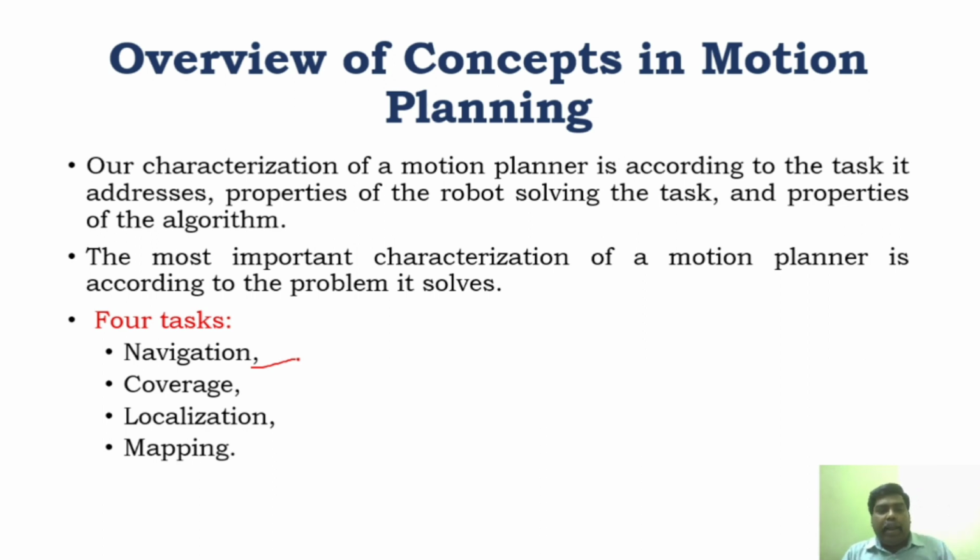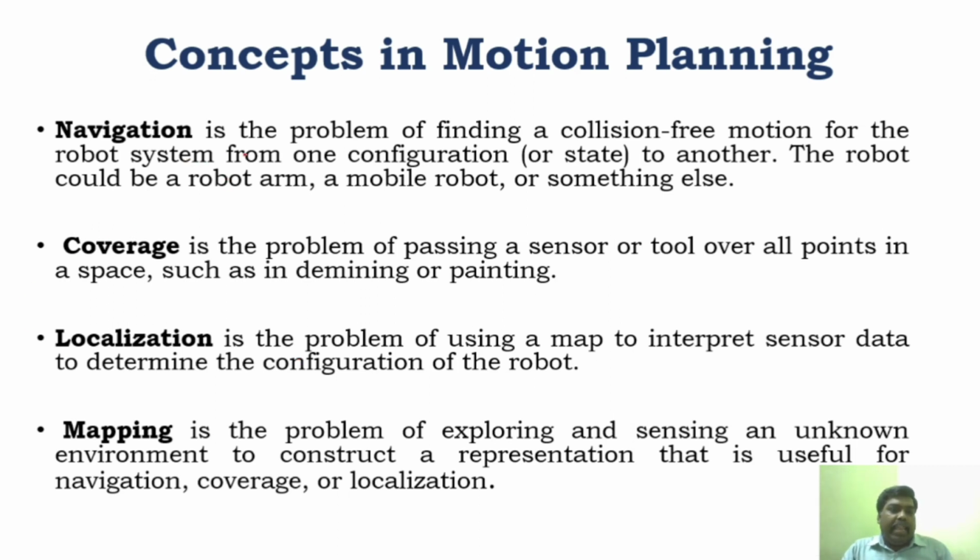So these are the 4 important tasks. As I said, navigation is the problem of finding collision free motion, coverage is passing a sensor or tool to cover the entire surface, localization is using a map to intercept the sensor data to find the exact location of the robot, and mapping is exploring unknown environments. Okay, exploring the environment, navigating through it. What mapping does is create a representation which can be used for all these 3 tasks. By going into an unknown environment, it can create a representation which can be useful for all these 3 tasks.